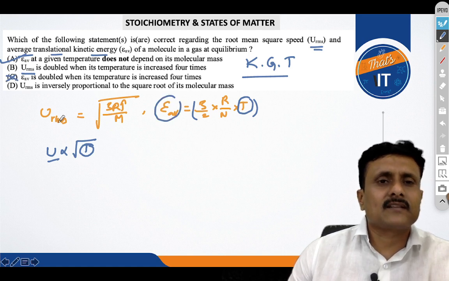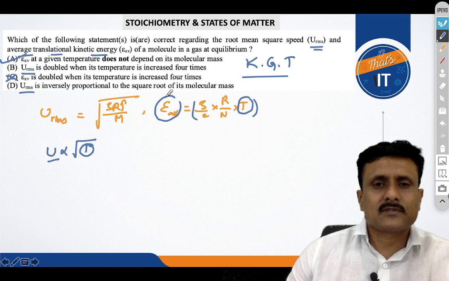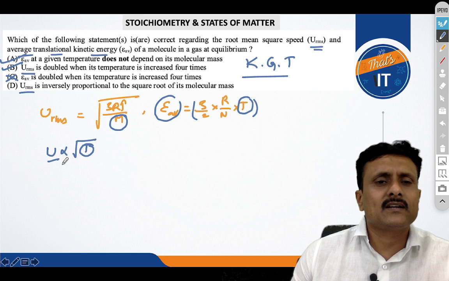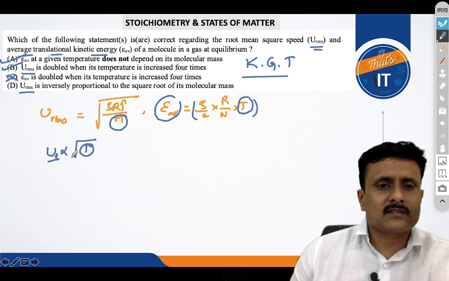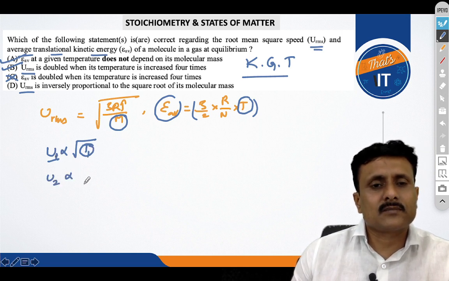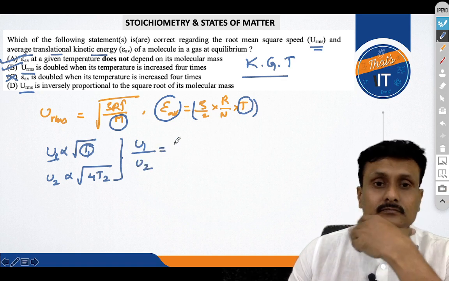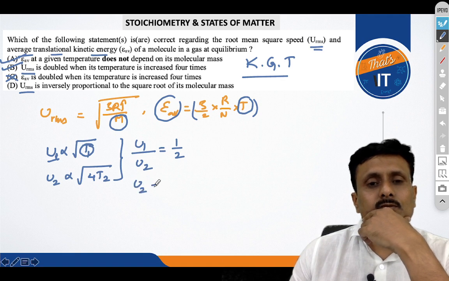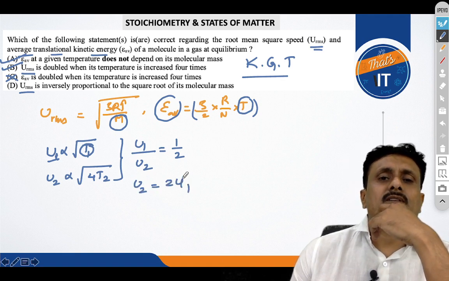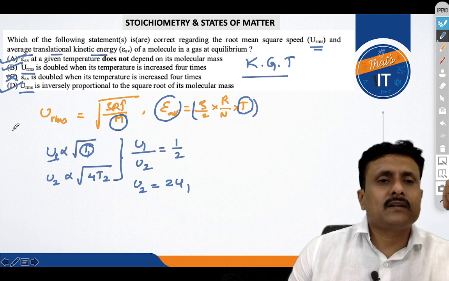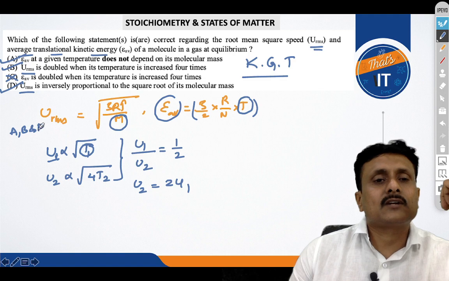So C cannot be the right answer. RMS velocity is inversely proportional to square root of molar mass, yes, that is true. You can see over here, right? So this also looks to be okay. Let me do that, right? U1 is directly proportional to under root of T1 and U2 is directly proportional to under root of 4 T1. So U1 by U2 is equal to how much? 1 by 2. So U2 equals 2 times U1. Yes, it is doubled when the temperature is increased 4 times. So A, B and D are the right options.